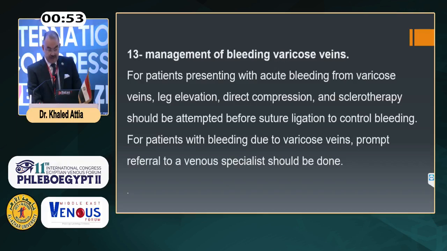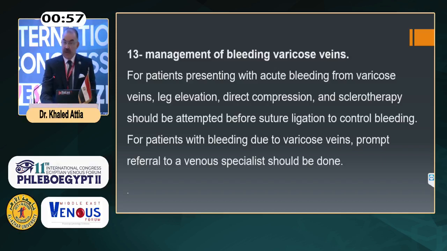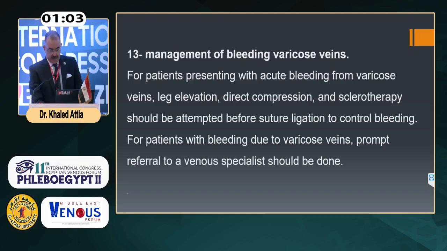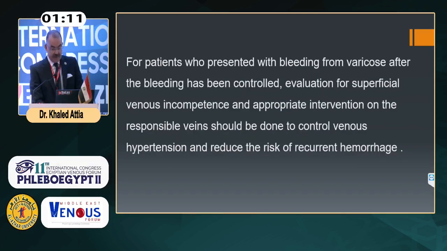Management of bleeding varicose vein. For patients presenting with acute bleeding from varicose vein, leg elevation, direct compression, and sclerotherapy should be attempted before suture ligation to control bleeding. For patients with bleeding due to varicose vein, prompt referral to the venous specialist should be done. For patients who presented with bleeding from varicose vein, the bleeding has been controlled.